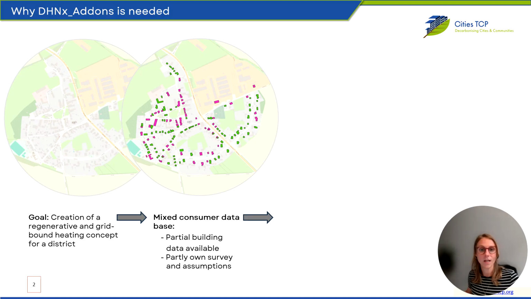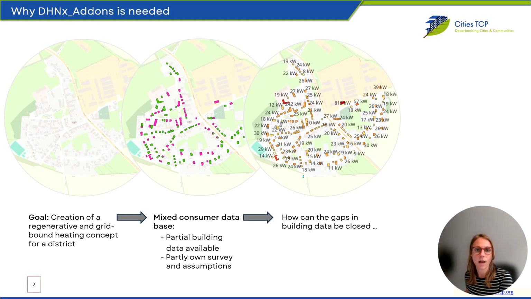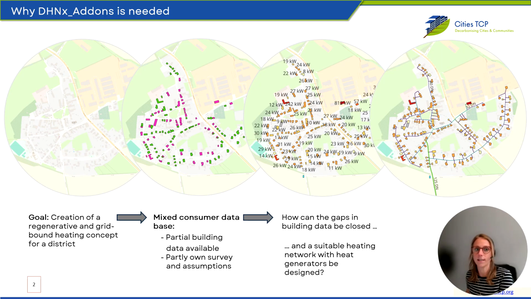For missing data, resident surveys or independent data collection on site or through public sources can help, but there isn't always enough data available. The question now is how to efficiently fill the data gap on the consumer side and prepare the data in such a way that it is possible to pre-design a heating network with this data.